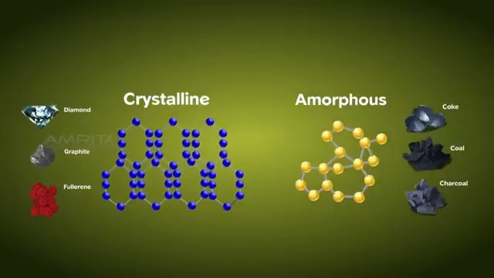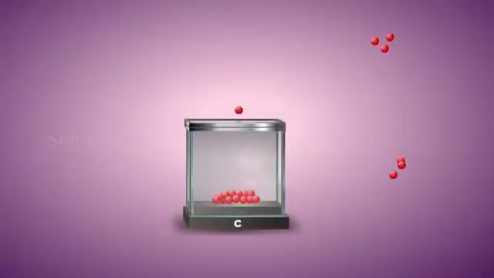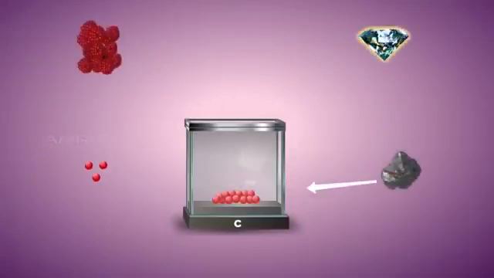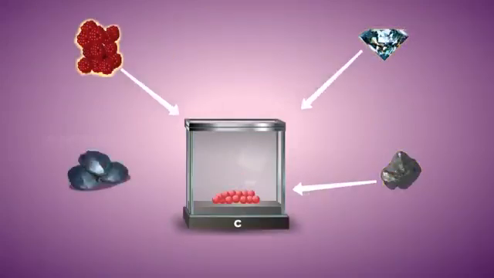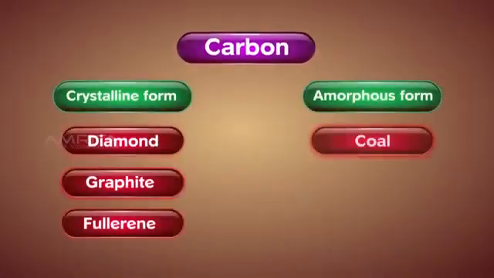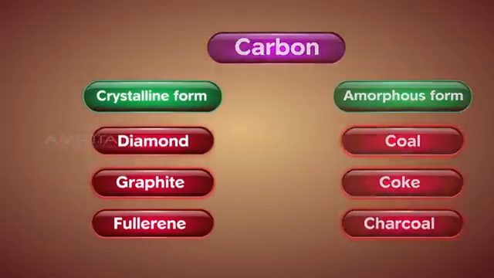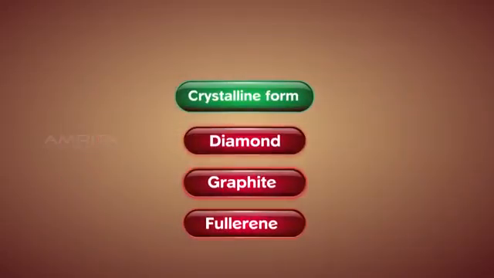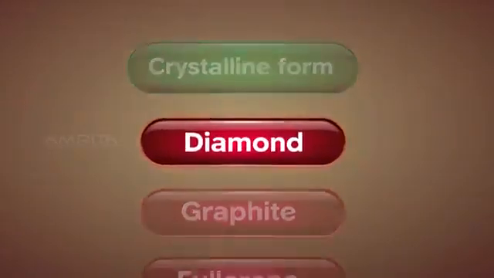These crystalline forms are called allotropes of carbon. Allotropes are forms of the same element which exhibit different physical properties but with the same chemical composition. Let's now classify carbon according to its shape, structure and physical properties. Accordingly, let us understand the crystalline forms.